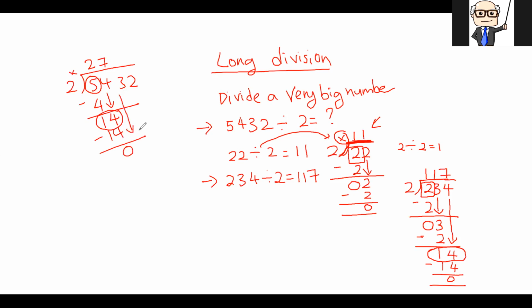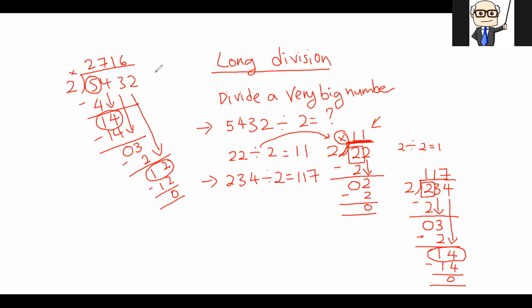Then bring it down. Here you have a 3. 3 divided by 2, at most I can only have 1. So 1 times 2 is 2. Minus, draw a line. 3 minus 2 is 1. And the last number here is a 2. So this is 12. 12 divided by 2 is 6. So 6 times 2, you get 12 again, minus, and then draw a line. Here is 0. So the answer is 2716. Okay? So if you can get this, it means that you understand the long division.